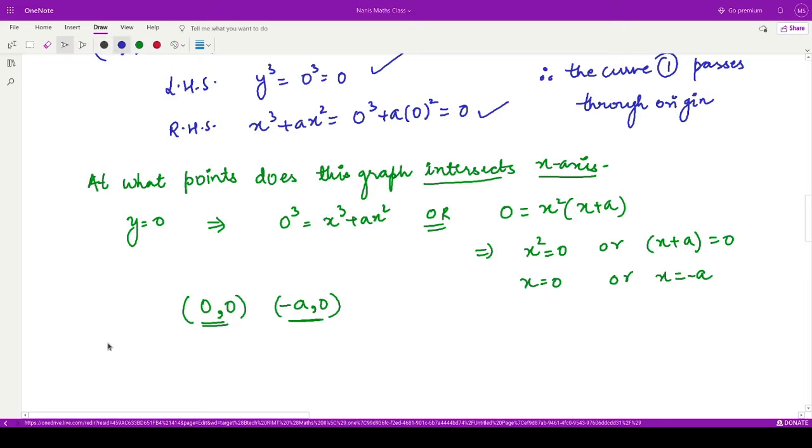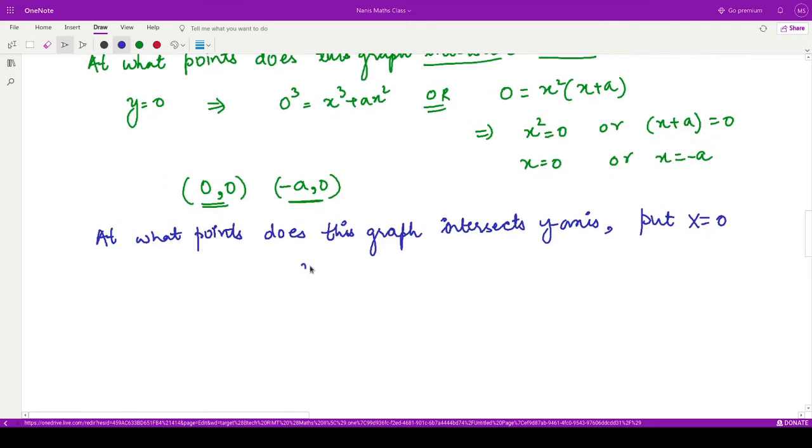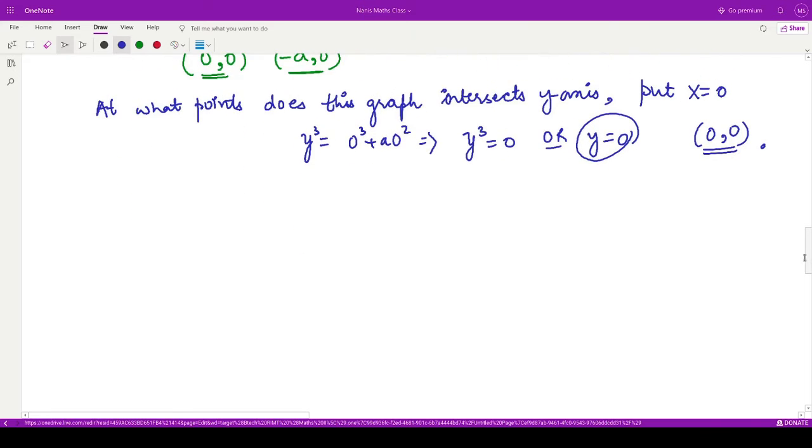So this is the additional point that we got in addition to the origin. So let us now check at what points this graph intersects the y-axis. For that, we just put x as equal to 0 in the given curve. So we have y cube is equal to 0 cube plus a into 0 square. So this implies y cube would be 0, or in other words y is equal to 0. So the point here is the origin only. So no additional point is obtained from this side.